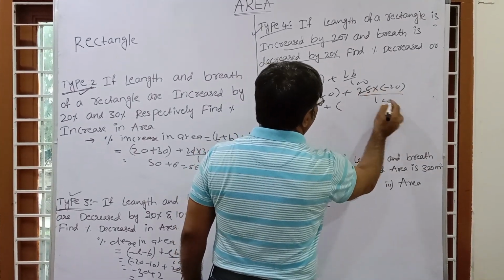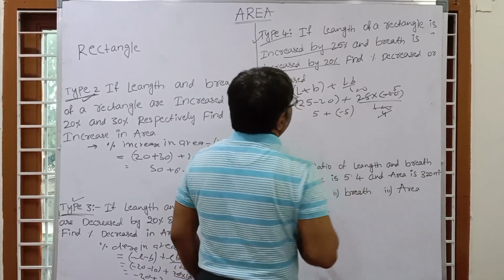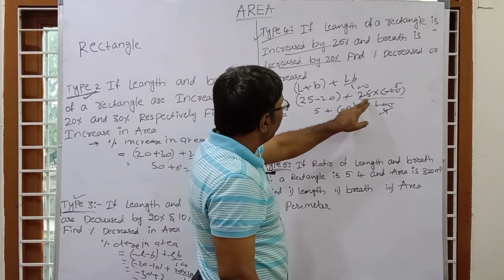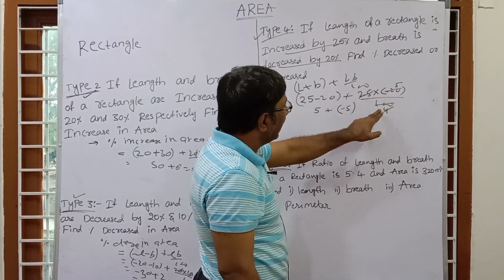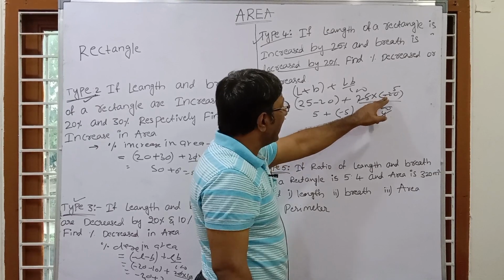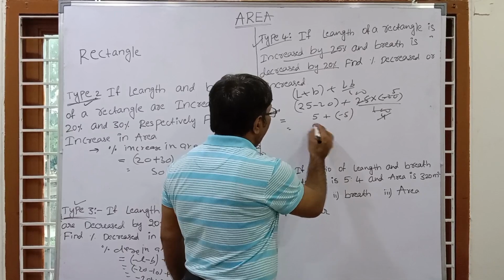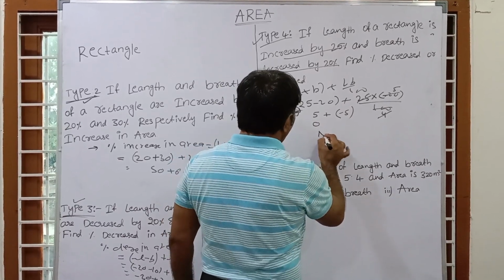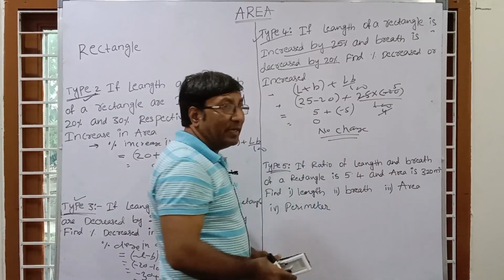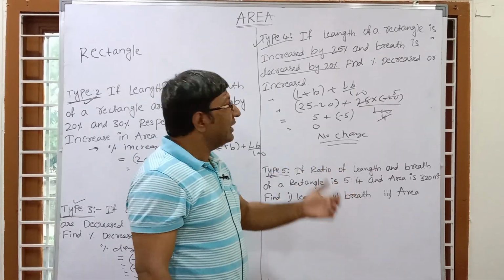So this is 25 into minus 20 by 100. 4 fives are 20, so this is 1 into minus 5, that is minus 5. Now you know minus 5 and plus 5 is 0, that is no change. So area will have no change. There is no percentage increase and no percentage decrease. Area will remain the same.